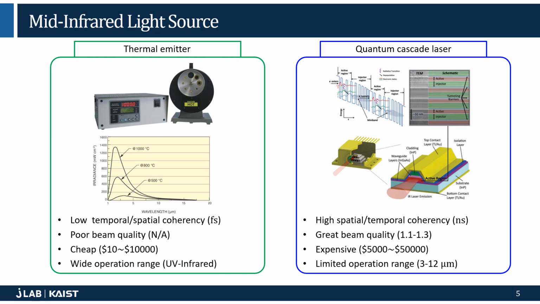On the other hand, the quantum cascade laser has very excellent coherency and beam quality. But the problem is, it is in general very expensive due to the complexity of the fabrication, and its operation range is limited. So here is my question. If we increase the beam quality and the coherency of the thermal emitter, is it possible to replace the quantum cascade laser? Yeah, so I tried to do this.